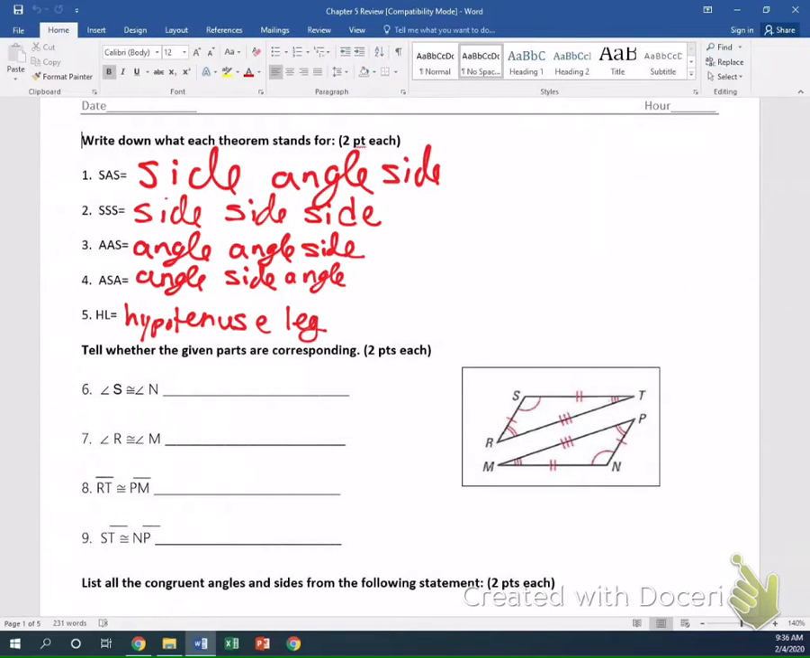All right, the next section, you are just saying if those are corresponding and congruent. So number 6 asks about angle S and angle N. That's a yes. What about angle R and angle M? That's a no. They're not marked the same way. You say non-corresponding? Yeah, that'd be fine. RT and PM, that's a yes. This one's a no. Good. All right, any questions so far?